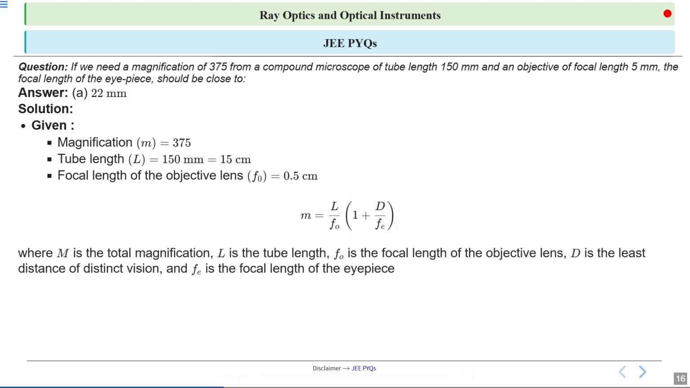And the formula for magnification is given. M equals L upon f0 multiplied by 1 plus D upon Fe, where M is the total magnification, L is the tube length, f0 is the focal length of the objective lens, D is the least distance of distinct vision, or we can say near point, and Fe is the focal length of the eyepiece. D is the near point, usually taken as 250 millimeter, or 25 centimeter. That is the near point.